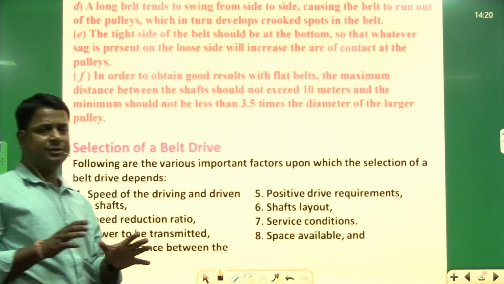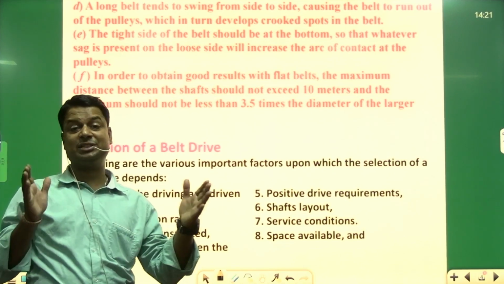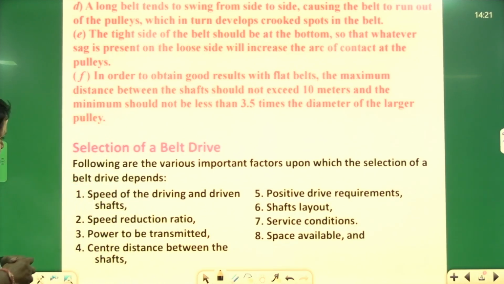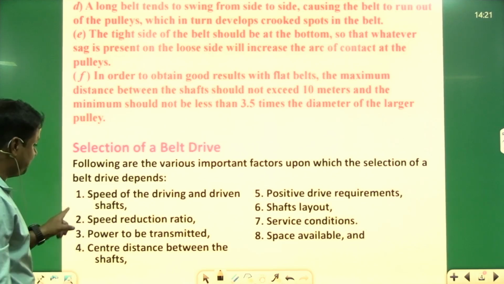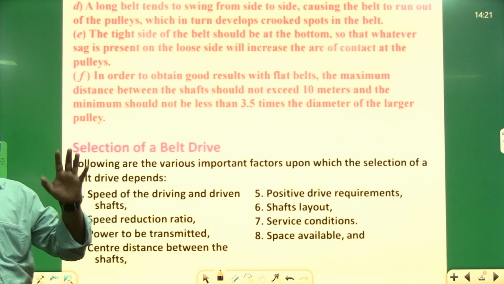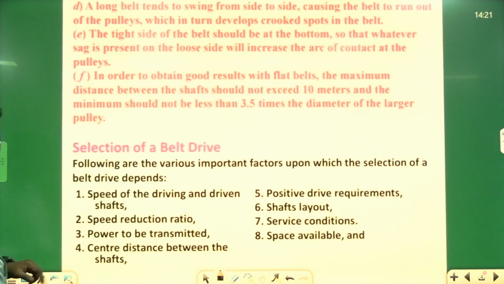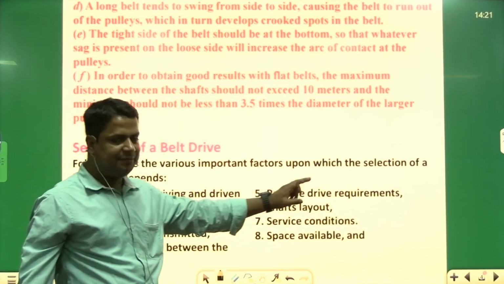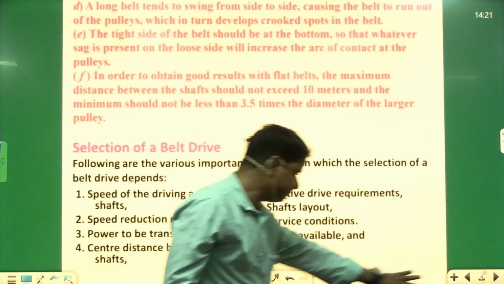Now you have the possibility between two shafts, either depending upon their distance or depending upon what kind of motion is provided from these two shafts. So for selection of the belt, we must focus on these points: speed of the driving and driven shaft. Now it is clear what is driving and what is driven. The driving shaft is the driver shaft and the driven shaft is the follower shaft. Then speed reduction ratio, then positive drive requirements, then shaft layouts, then service conditions. All these points come under this.